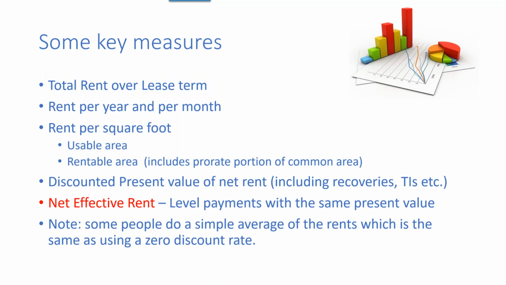Once you've input things, and again, we'll see some examples here in a minute, you're going to look at some key measures, like what's the total rent over the lease term. You don't want to just look at that because different leases can have different steps and different ways the pass-throughs work. And so the timing of the cash flows, the lease payments, can be very different from one lease to another. So it's good to look at the total rent, which you could also look at on a rent per year or rent per month basis, or even on a per square foot basis.